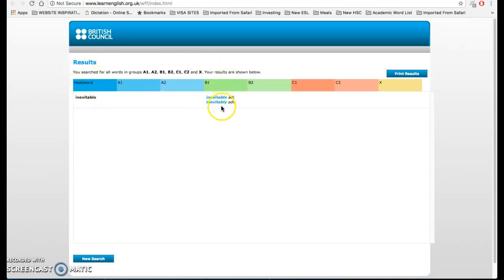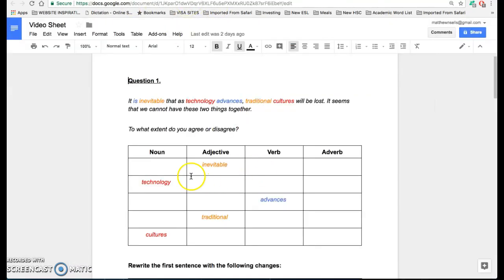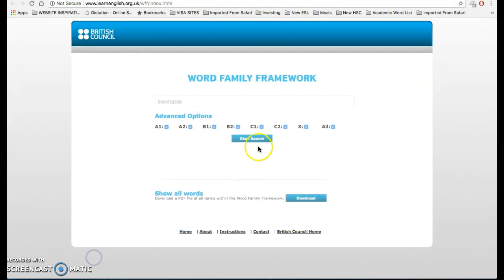Head word inevitable, which is an adjective. We also have an adverb, inevitably. Very short and easy one, that one. So adverb, inevitably. The other two I'm going to put a dash because there's nothing. Technology. Let's do the next one.